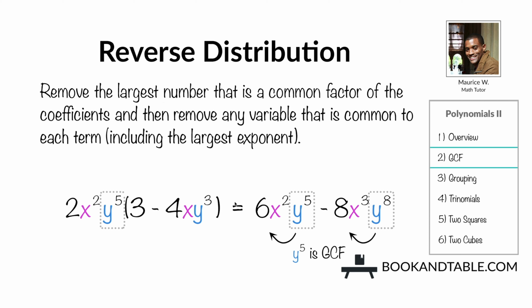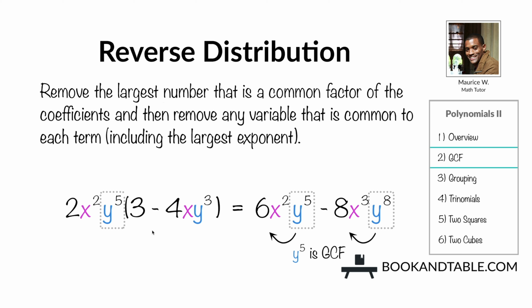And then you go to the next variable, which in this case is y. We have y to the fifth and y to the eighth. So the greatest common factor of the y's is y to the fifth, since you have 5 y's in each, but you do not have 8 y's in each. You only have 5 here. So when you remove the greatest common factor of y to the fifth, you take that out.